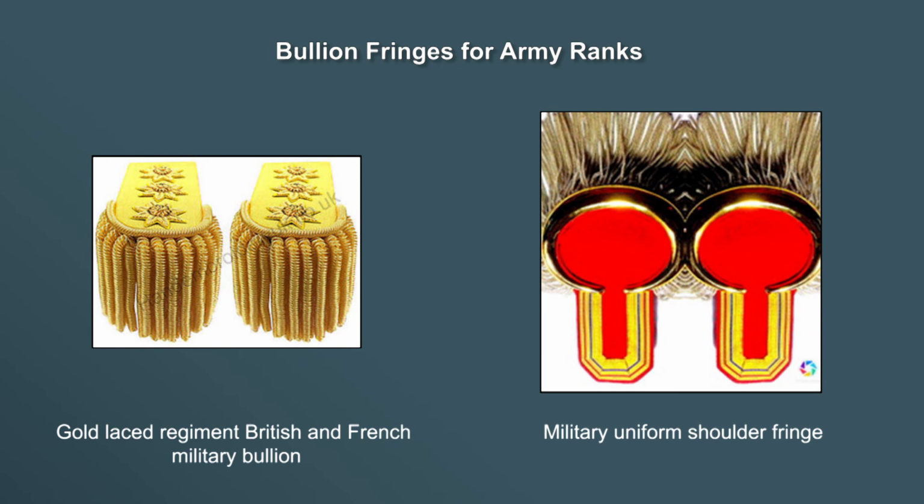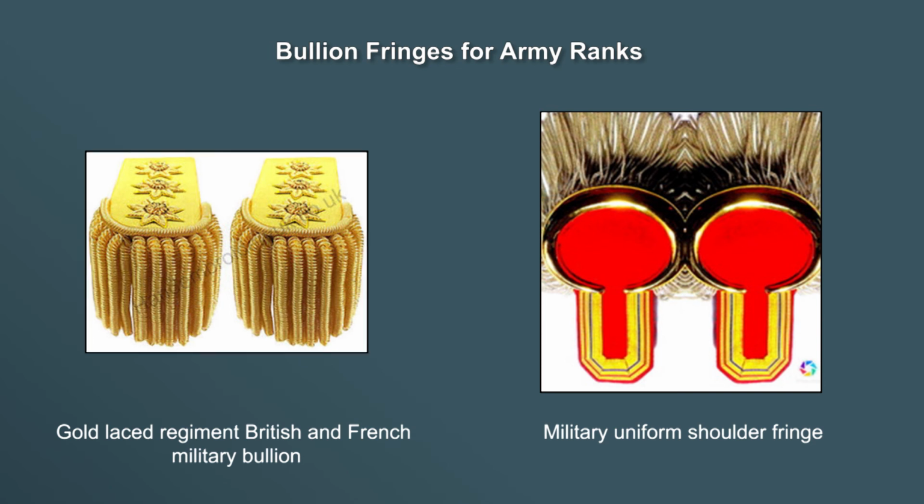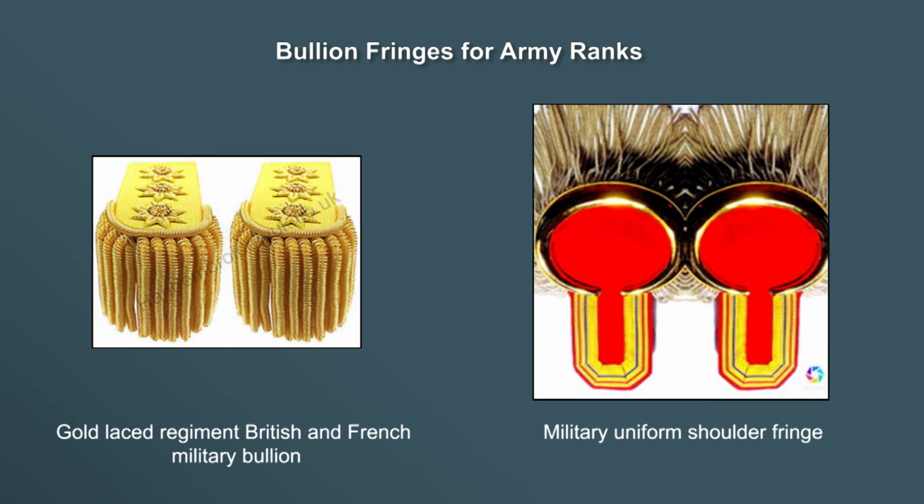Bullion fringes for army ranks. Gold laced regiment British and French military bullion can be spotted on the left. On the right is a military uniform shoulder fringe.